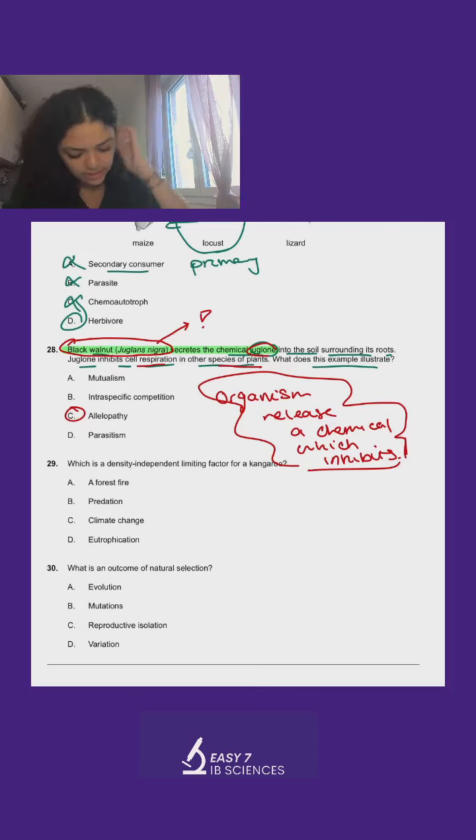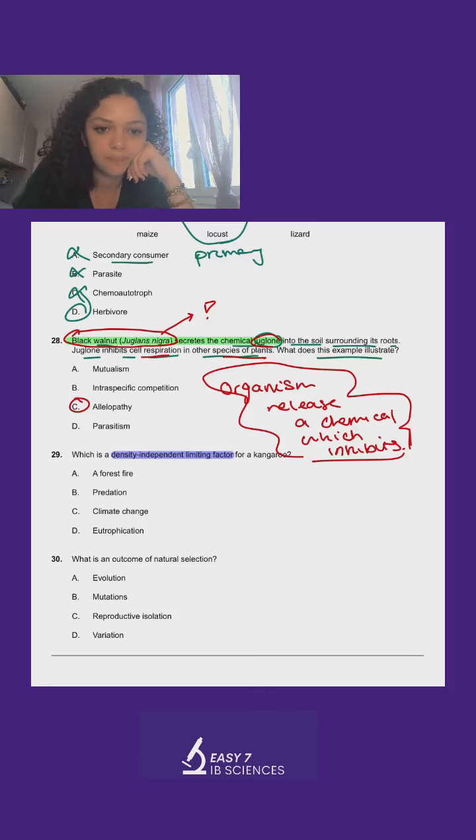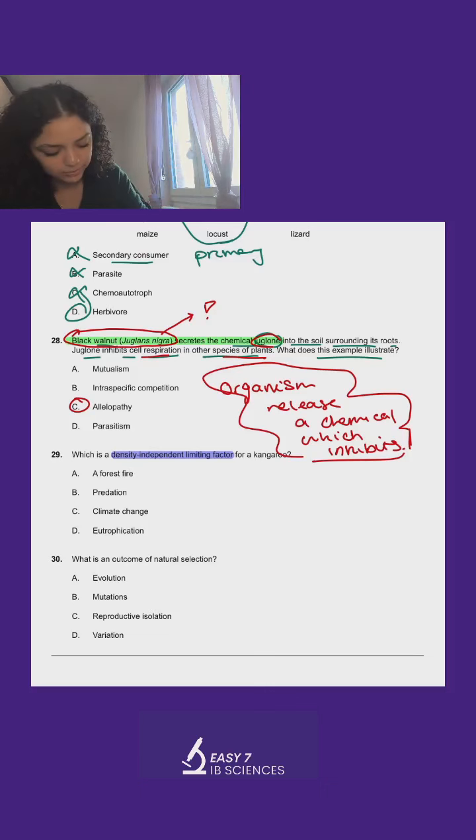Okay, nice. It says, what is a density-independent limiting factor of a kangaroo? This is also part of your new syllabus, and it showed up a lot in the specimen papers. So remember what a density-independent limiting factor is. Can anyone tell me what it is? A, very good. Lots of people are saying A. Nice, guys, it is a forest fire.